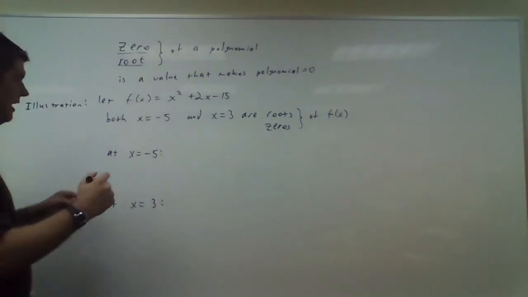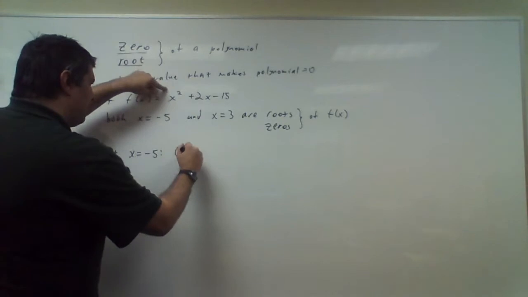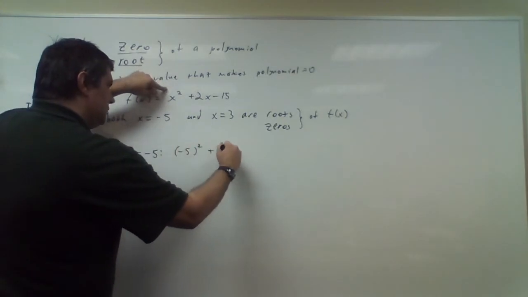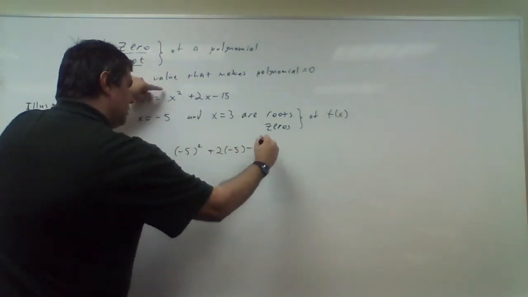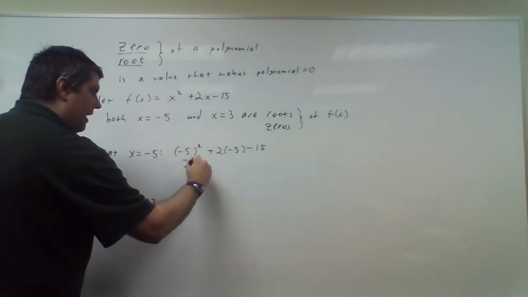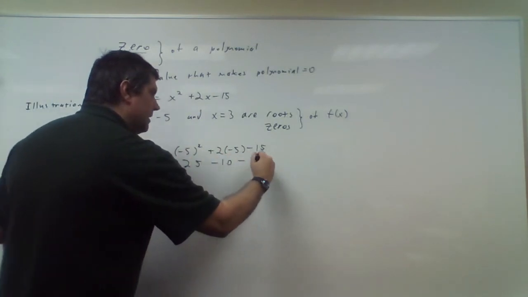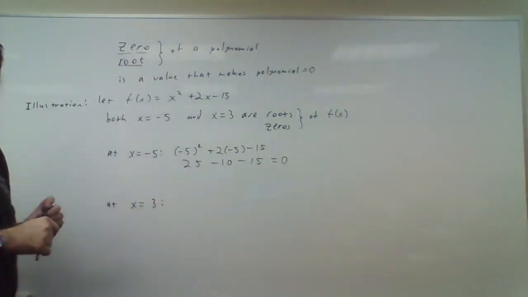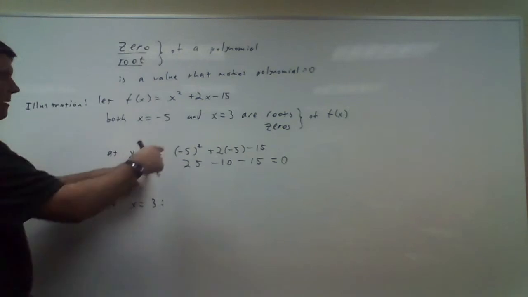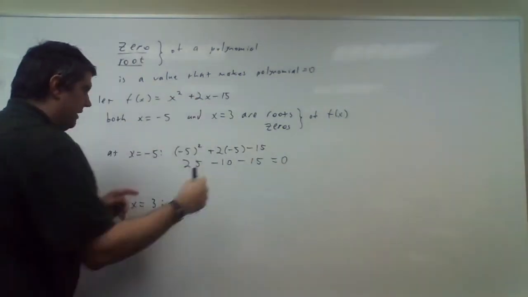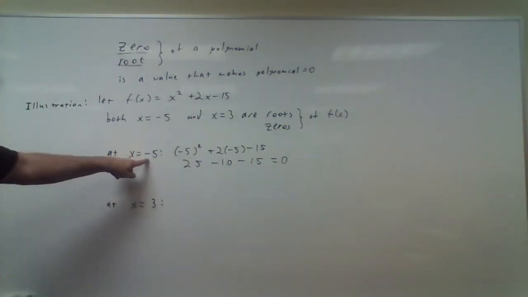Reason being, if I stick -5 in for x, this is going to be 25 minus 10 minus 15, 0. Okay? -5 makes this polynomial equal 0. So that's a root. That's a 0 of the polynomial.